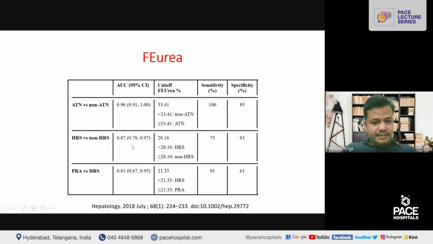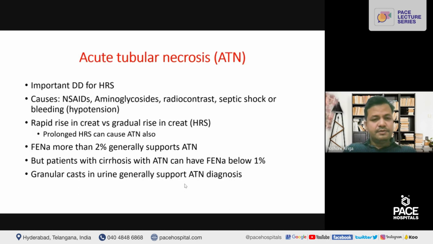For HRS versus non-HRS, the cutoff was 28.16 with sensitivity of 75 and specificity of 83. For pre-renal azotemia versus HRS, the cutoff was 21.35 with sensitivity of 91 and specificity of 61, with less than 21.35 fractional excretion of urea suggesting HRS and more than 21.35 suggesting pre-renal azotemia. So this also we can use in our laboratory evaluation for identifying HRS1 patients.